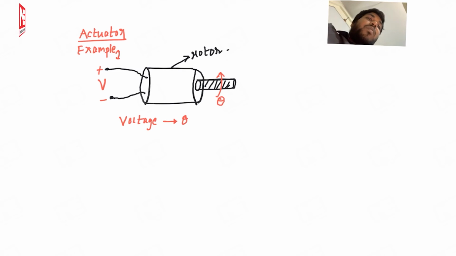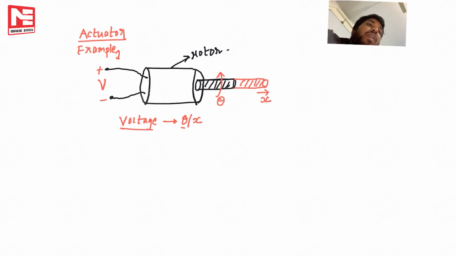Now you should also understand one more thing here. If we connect a screw at the end of the shaft, what is going to happen? This red shaded region is the screw. If the shaft rotates by an angular amount theta, then the screw is going to displace by a linear amount x, right? So this theta can be converted into linear displacement x. Altogether we can conclude that electrical input is converted into mechanical output. Electrical input is voltage and mechanical output is either linear displacement or angular displacement.